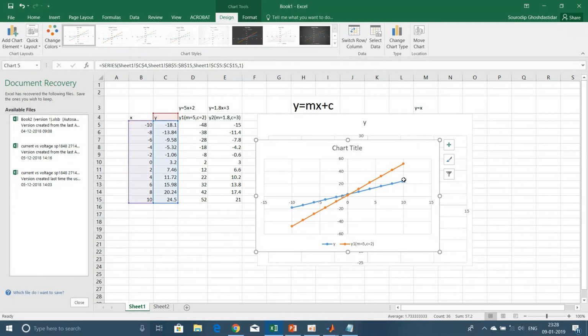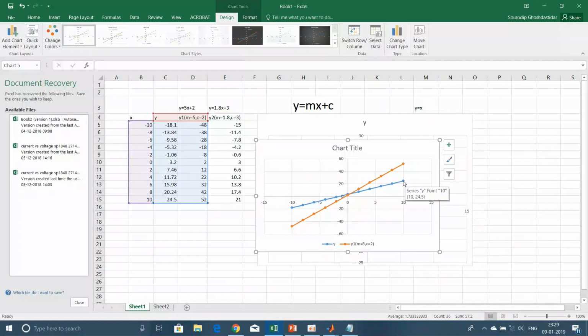And obviously, our choice of m is equal to 5 and c is equal to 2 is not very good, okay? Because there is a difference between the experimental and the predicted data. But what if we could find a way of optimizing m and c using this data?